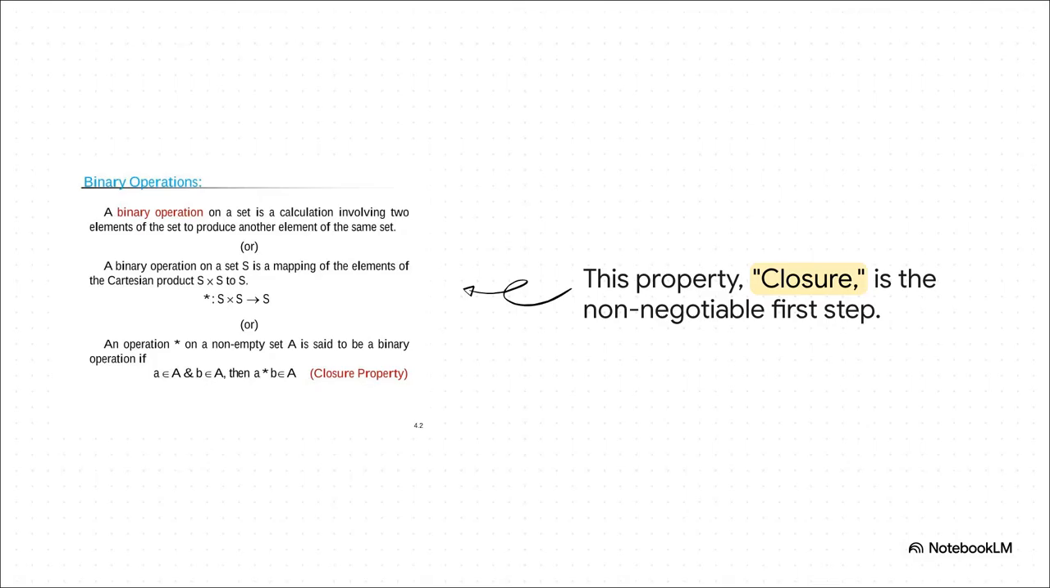And right here, this is the formal mathy way of writing it down. That little star symbol, it just means your operation. It could be addition or multiplication or maybe something much weirder. The key, though, is that it takes two things from your set S and it guarantees that the answer lands back in S. This property of being self-contained is what makes it possible to build reliable, predictable systems in math.